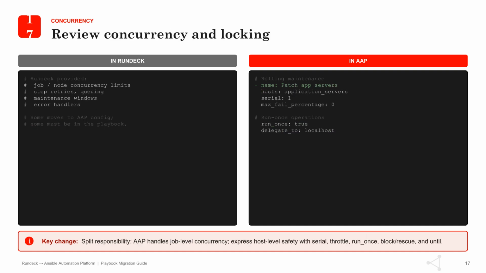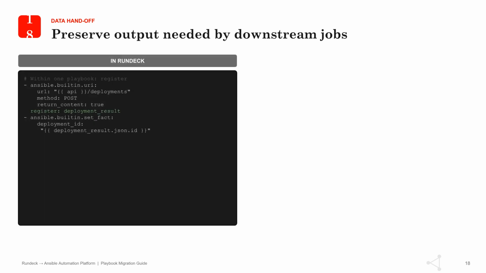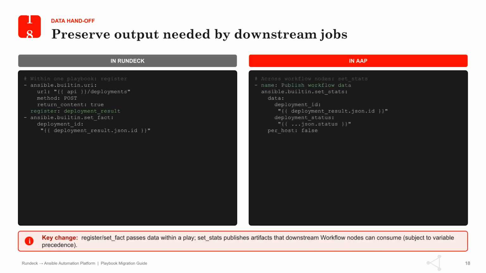Concurrency and locking need careful review. AAP handles job-level concurrency, but you should also express host-level safety in your playbooks using features like serial, throttle, run_once, and block/rescue for robust error handling. To handle data between workflow nodes, use set_stats. While register and set_fact work within a single play, set_stats publishes artifacts that subsequent nodes in your workflow can consume.